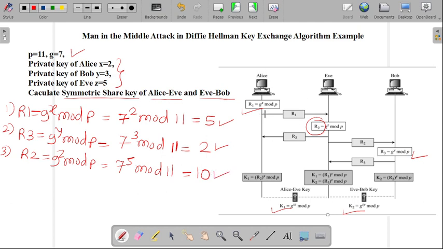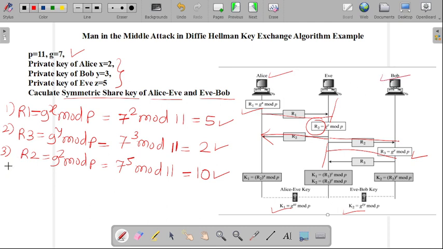After calculating the value of R1, this value will be sent from Alice to Bob. But Eve will intercept this request and send the value of R2 to Alice. Once Bob calculates the value of R3, this value will be sent from Bob to Alice. But Eve will capture that request, intercept it, and send the value of R2 to Bob. So the value of R2 will be sent to both Alice as well as Bob.